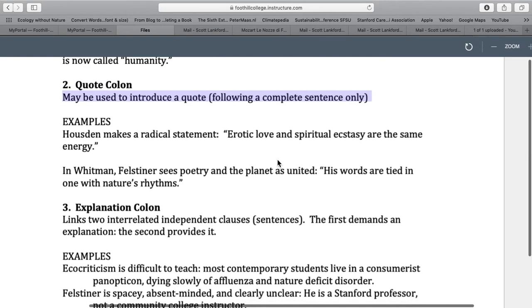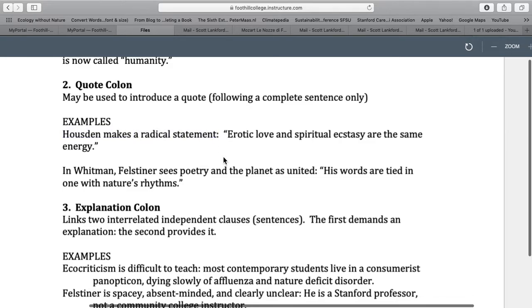So here's a couple examples quickly. Housden makes a radical statement. Quote, erotic love and spiritual ecstasy are the same energy. And notice that here I've used a colon. Now, I could use a period there. The colon emphasizes that what comes next is an explanation, a quote that basically explains my intro here.